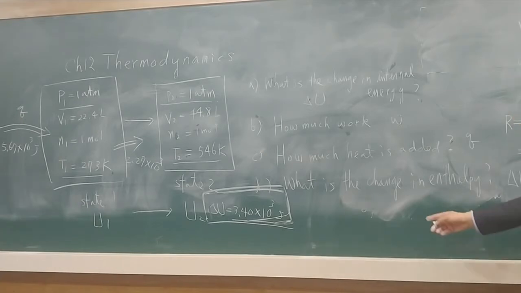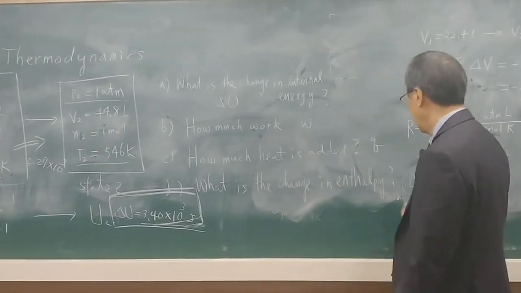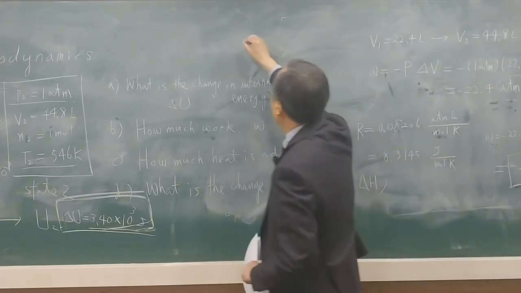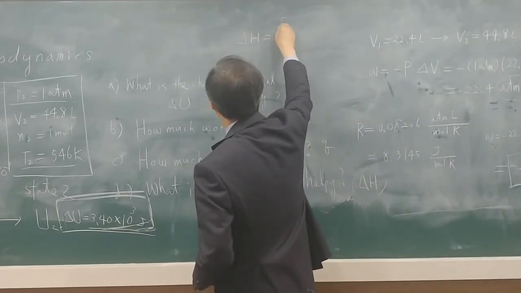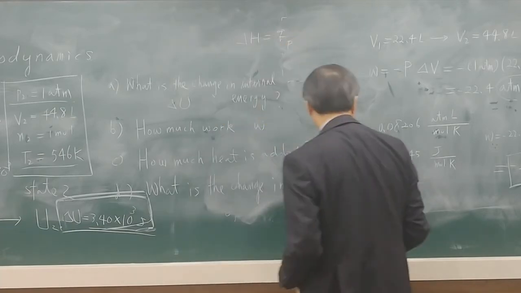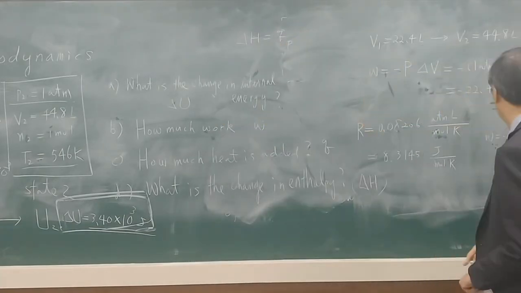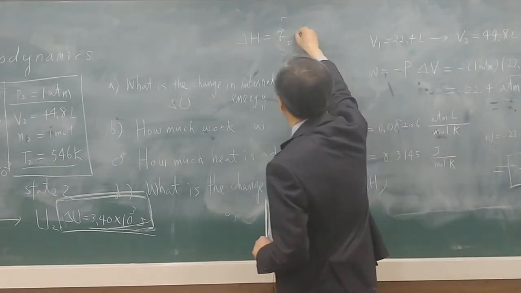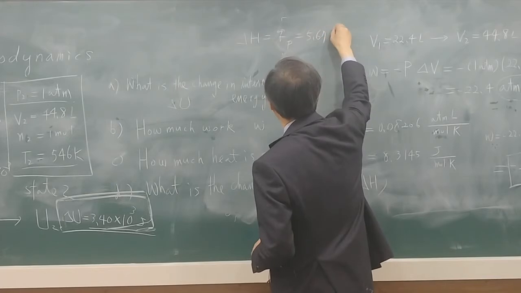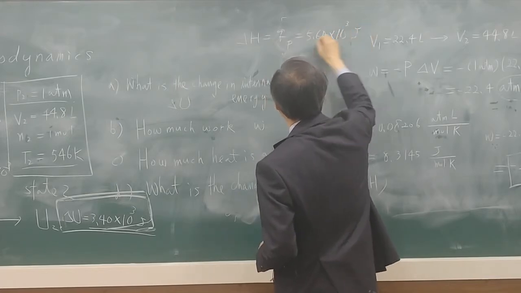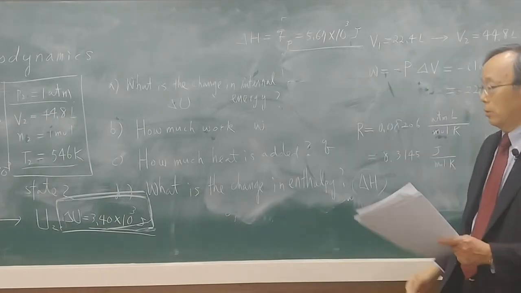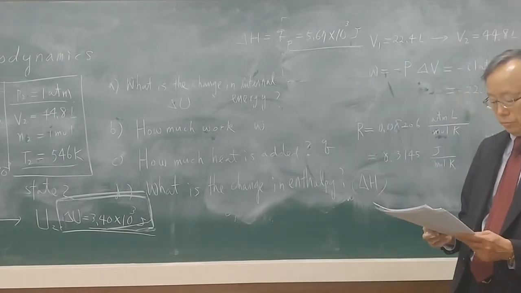The question D is what is the change in enthalpy? So what is the delta H? Delta H is by definition delta H equal QP. We already have QP. QP is this much. So delta H equal to say 5.67 times 10 to 3 joule. So enthalpy change is 5.67 times 10 to 3 joule.